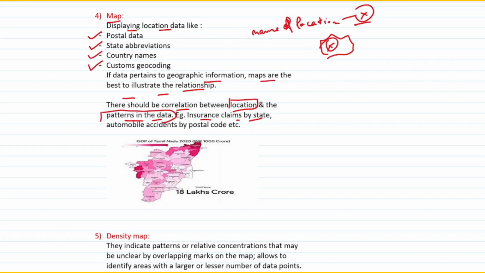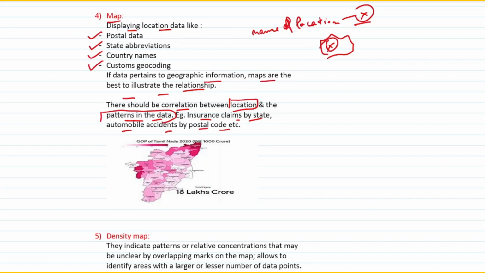This can be indicated through a map, right? Then you can also know, for example, the number of automobile accidents by postal code. In a particular postal code, how many accidents have actually occurred can again be represented through a map, right? So this way also a map can play a very handy role.